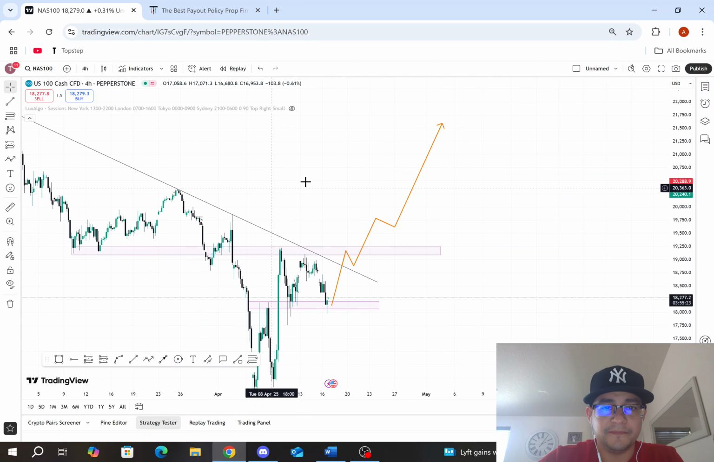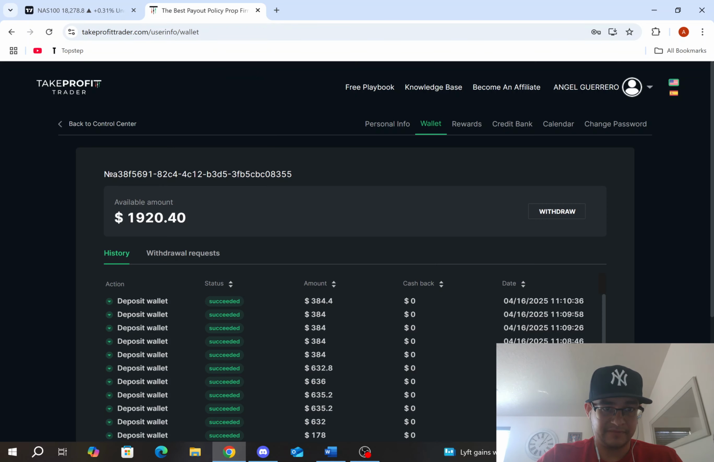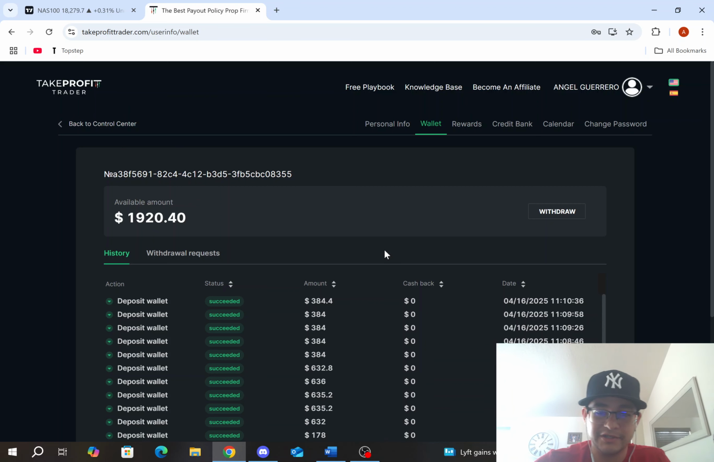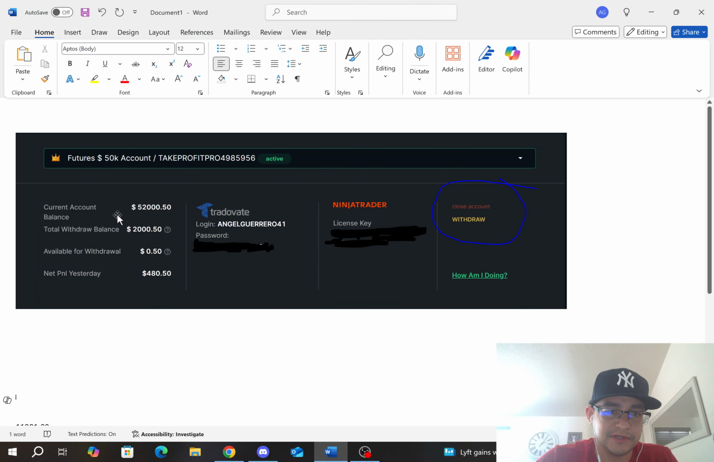So I just wanted to show you here. I'm not able to show you my control center of Take Profit Trader because I'm not a video editor. I don't know how to edit out all of the password information and blur it out, but I was able to take a screenshot here. So when you log into Take Profit Trader, you go ahead and go into your control center, and this is what it's going to look like. It'll give you your accounts here.